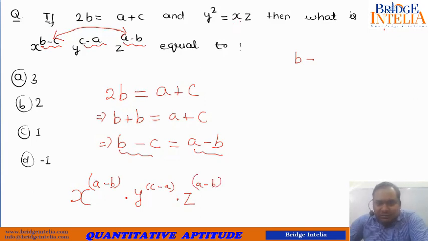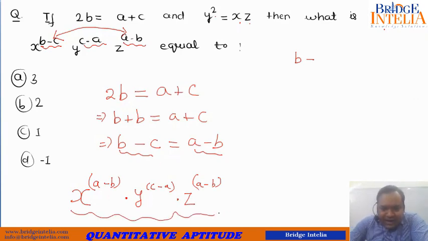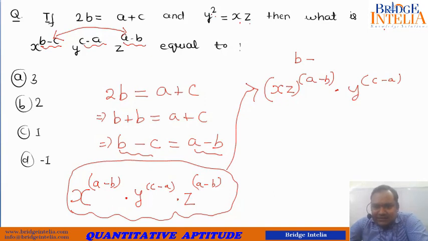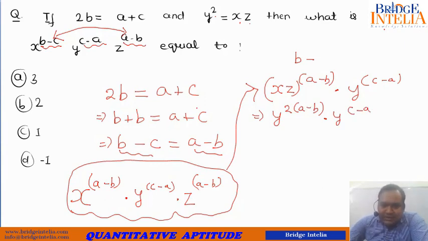Now you see, x into z is equal to y square. This is what you have been asked to find, the value of this expression. So let me take this here. This expression is actually (xz) whole to the power a minus b into y to the power c minus a. Now xz is equal to y square. So this is actually y square, or y to the power 2, into a minus b, into y to the power c minus a.